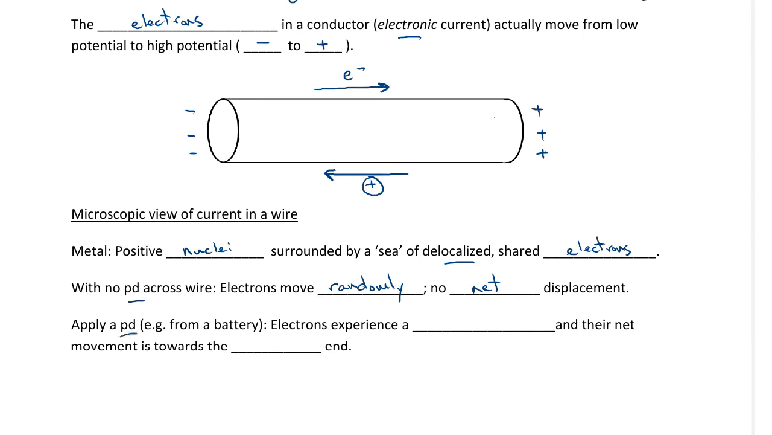However, if you apply a potential difference from a battery, then the electrons are going to experience what you might think of as a kind of pressure. It's like putting a pump on one end of your pipe full of water, or tipping one end of the pipe full of water up. So the electrons experience a kind of pressure, and their net movement, therefore, is towards the positive end.